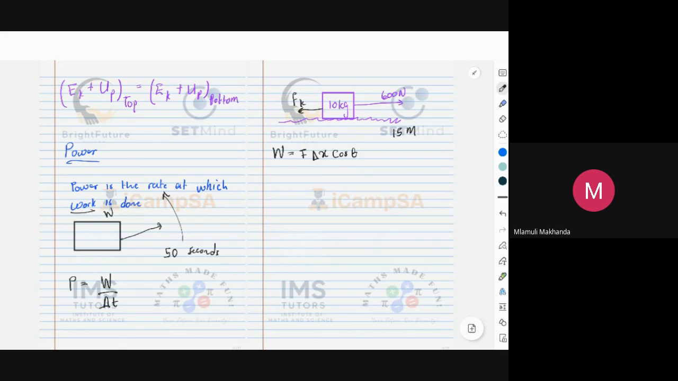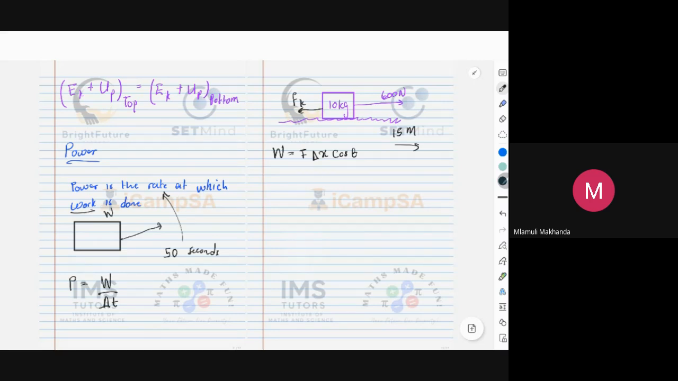What about the work done by friction? Is it going to be positive work or negative work? Okay, it's going to be negative work because it's going in the opposite direction to where the box is going. So the box is going this way, and you find friction is going the opposite way. So it becomes negative work.